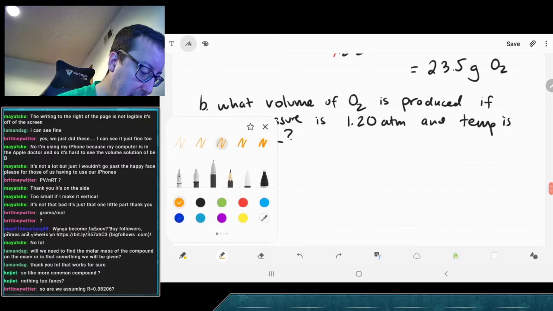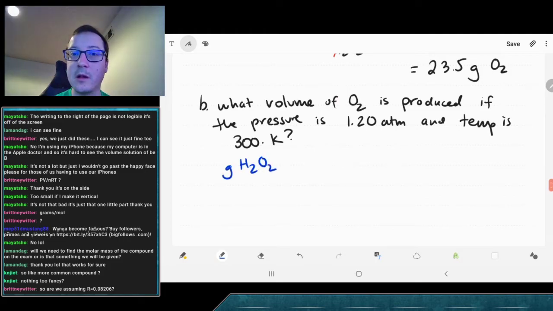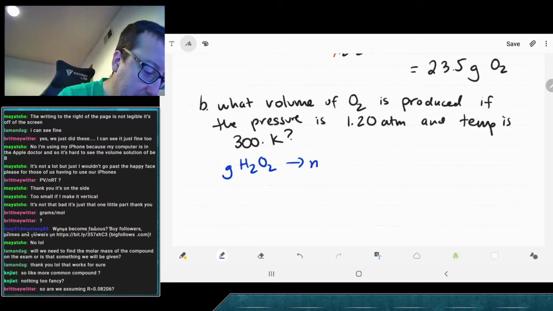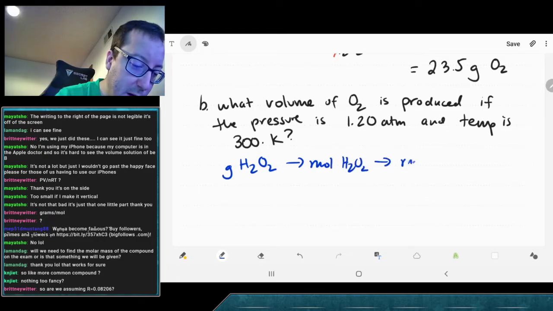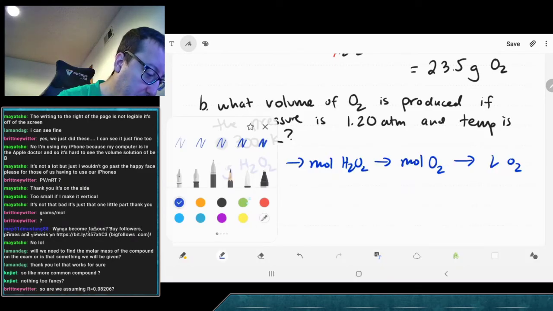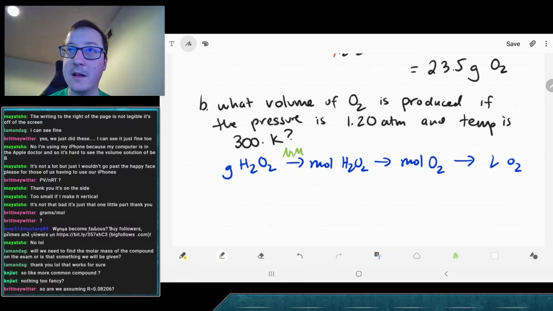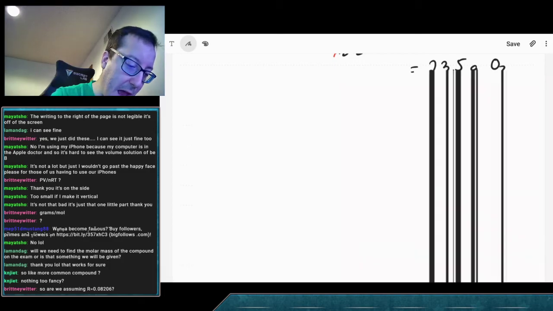So if we plan this out, it's always a good idea to start with the original quantity that we're given. So that was the hydrogen peroxide mass that we had before. So we would convert that to moles, just like before, into moles of oxygen, and now into liters of oxygen, a volume. So like before, we're going to do the first part exactly the same. We'll have our molar mass there. We'll have our reaction coefficients.